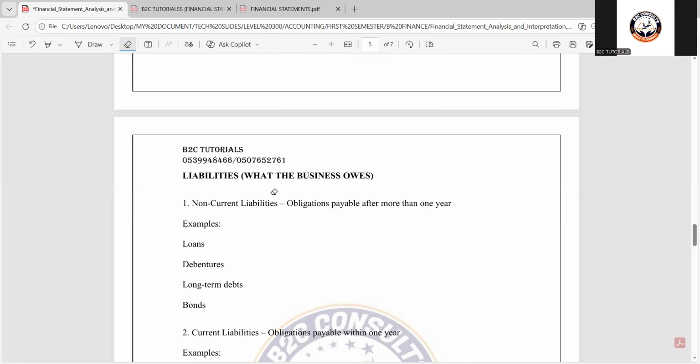Then we have debentures. They are also a form of loans or debts that you have to pay over a year. We have long-term debts that go beyond 1 year, and we have bonds. Recently, a nation went for a 100-year bond, which is expected to be paid within a period of 100 years. So it goes beyond just a year.